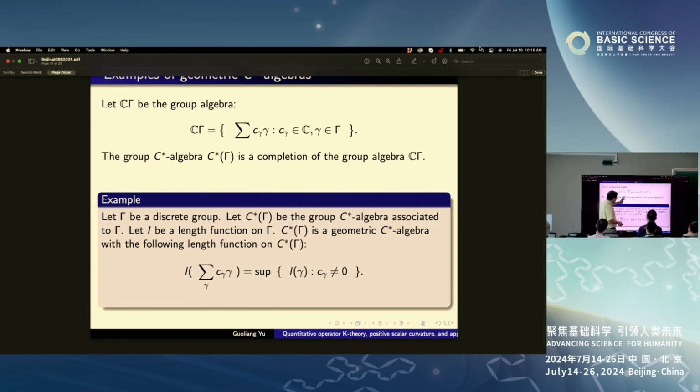Okay. So if you have a length function on the group, you can define a length on the group algebra by just taking the maximum length of the group elements for which the coefficient is non-zero. Of course, this might be infinity, but the elements which are finite are dense. So that's good enough. So that's also a typical example.